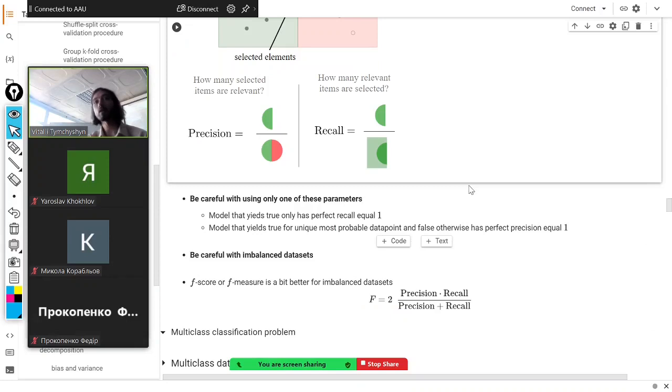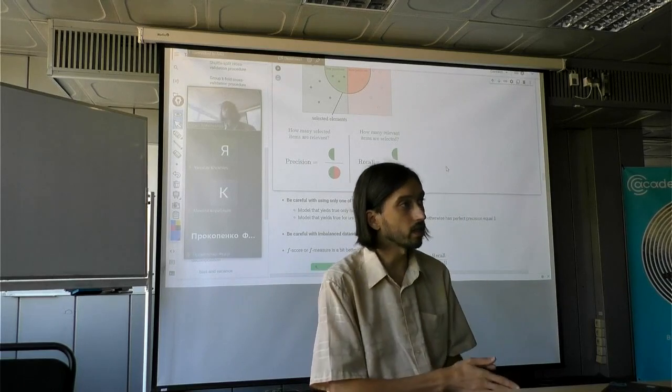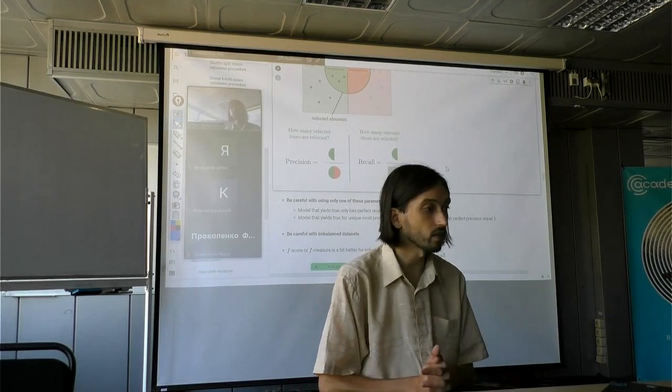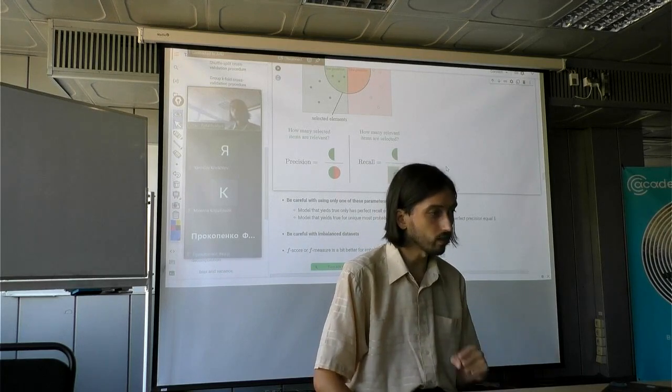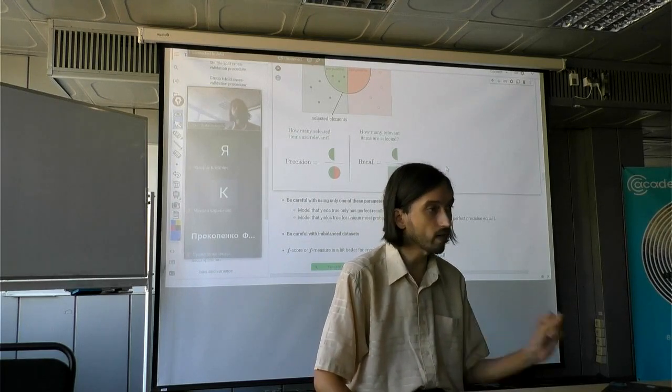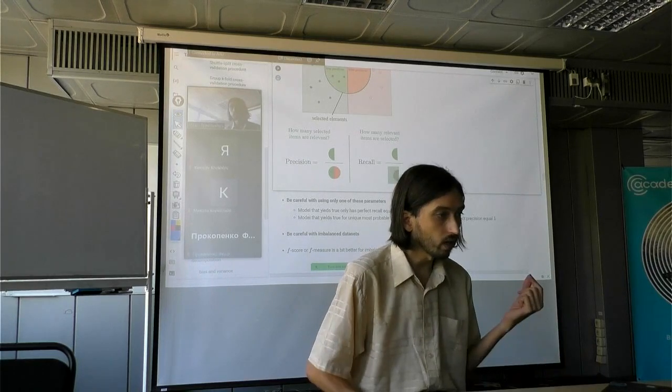These characteristics are very often used, but you should not be deceived by their simplicity and by the fact that they are often used. They are still tricky. You can't measure the quality of your model basing only on one of these parameters. It's not the way it works, so you can't do that. Why?